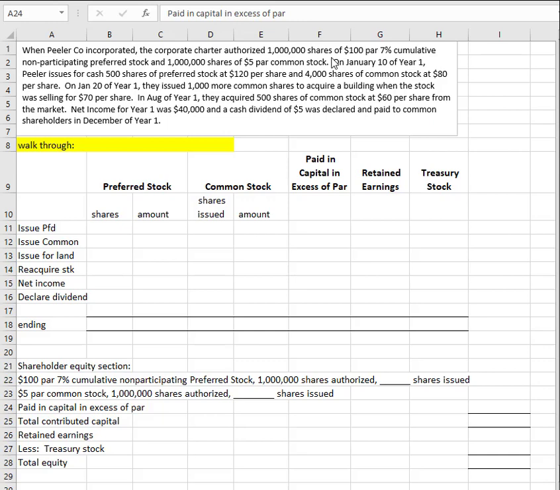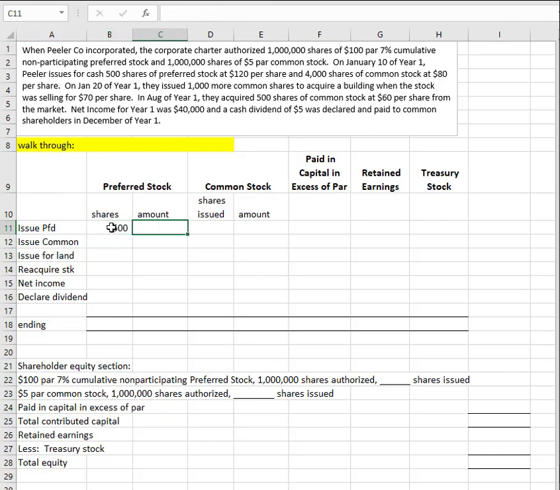This is year one, they just incorporated, so there can't be any dividends that have been missed, or what we call in arrears. So that won't come up in this particular example, but in a different example that may play out. And then we have common stock, which has a $5 par. Starting January of that first year, they issued some preferred stock and some common stock. So let's record that. They issued 500 shares.